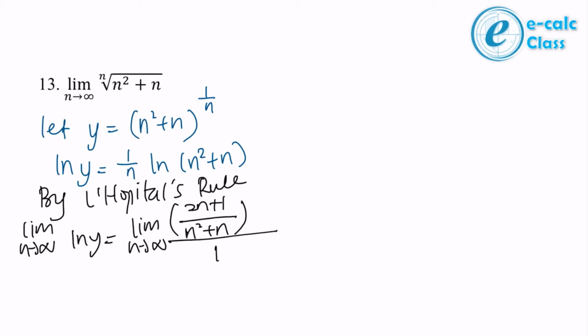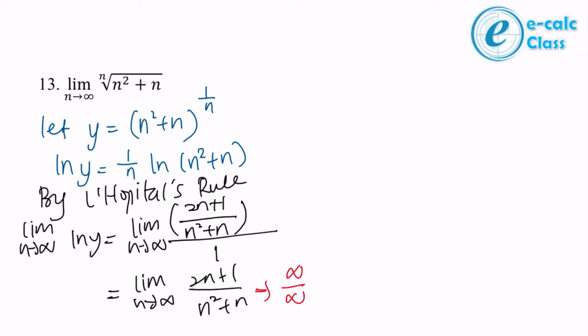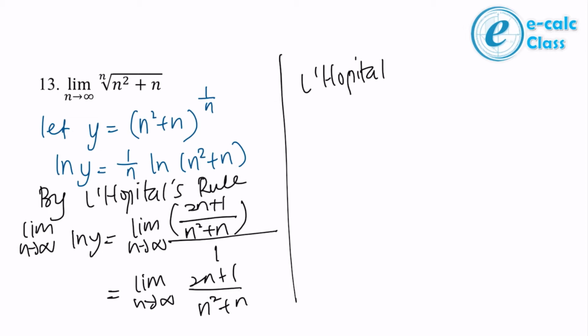So again, this is not good. Why? Because it is infinity over infinity again, right? Because the degree on top is smaller than the degree of the bottom. So we need to use L'Hopital's rule again. L'Hopital's times 2, L'Hopital's square, whatever you want to write this.